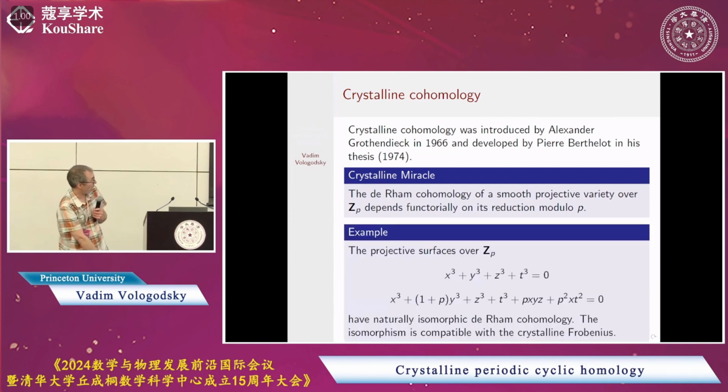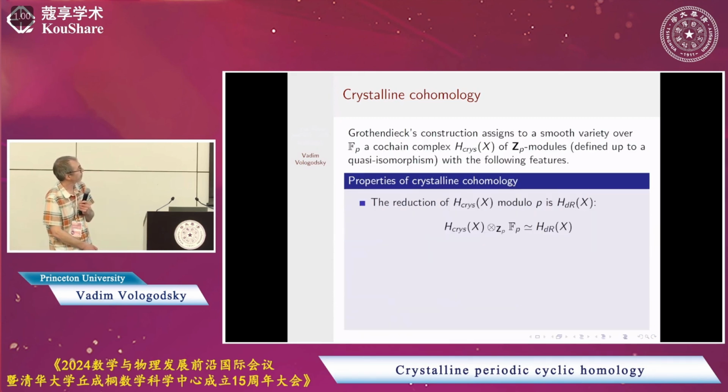Here is an example. Take these two projective surfaces over Zp. There is no significance in the choice of these coefficients except that they're congruent modulo p. And the claim is that their de Rham homology is isomorphic.